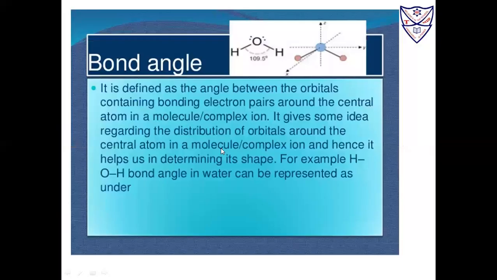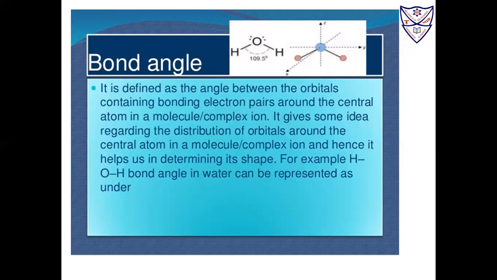Okay. Now about the bond angle. This is the structure of the water molecule, H2O. It is defined as the angle between the orbitals, the angle between the OH bond and the other OH bond. That angle is called the bond angle. It gives some idea regarding the distribution of the orbitals around the central atom in the molecule.